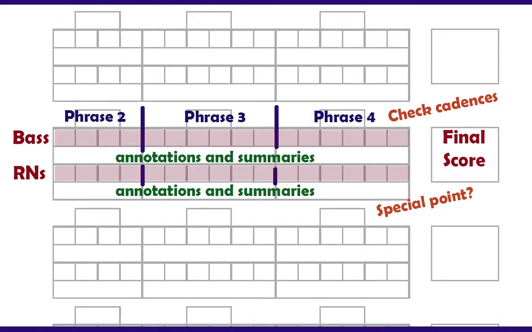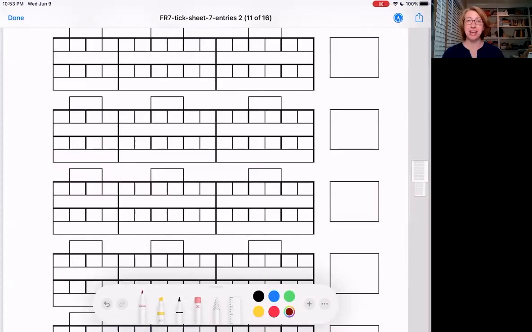Hi, this is a real-time walkthrough of how to score free response question 7 using a tick sheet. We will begin with phrase 2 and the baseline. In the baseline, I find a diminished fifth moving to a perfect fifth. That is a minor error. I mark that with a slash through one box and I annotate it.